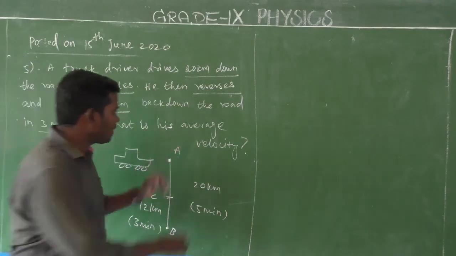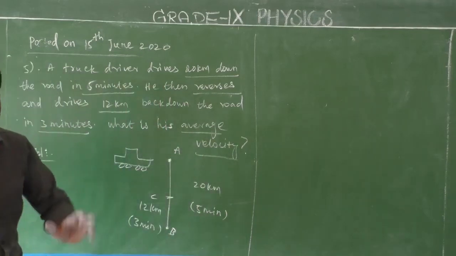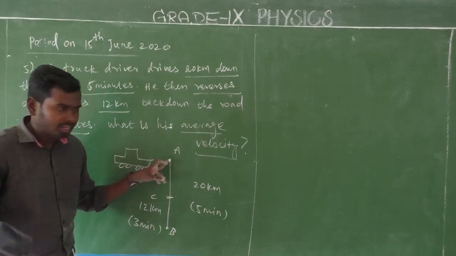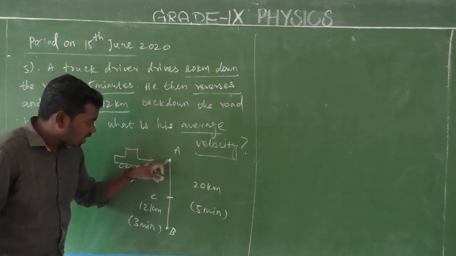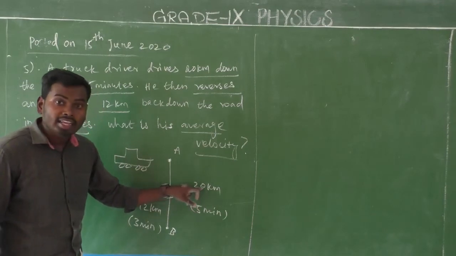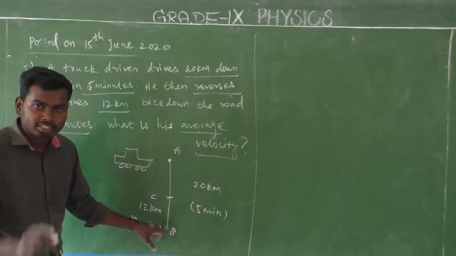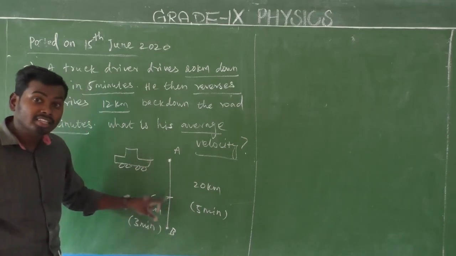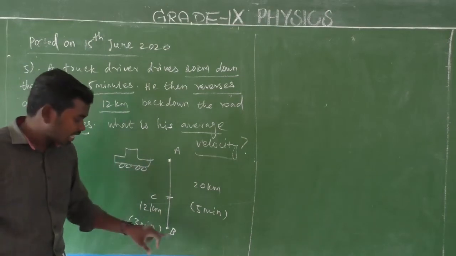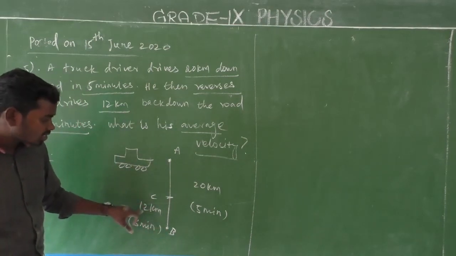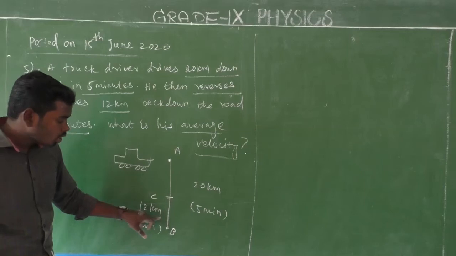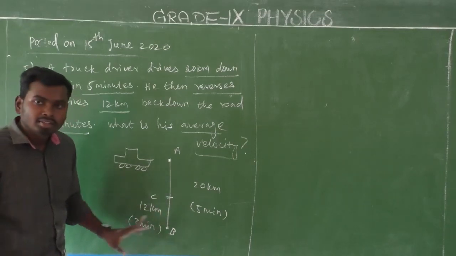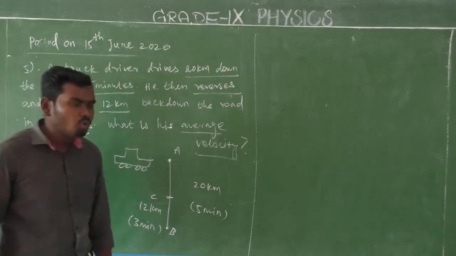What quantity? Average velocity. Very simple. Look at here. Consider a truck. The truck starts moving from point A. Then after 5 minutes, the truck covers the distance of 20 kilometers from point A to point B. Again the truck moves back along the same path and covers 12 kilometers in 3 minutes. Is it clear? Now you find out the average velocity.